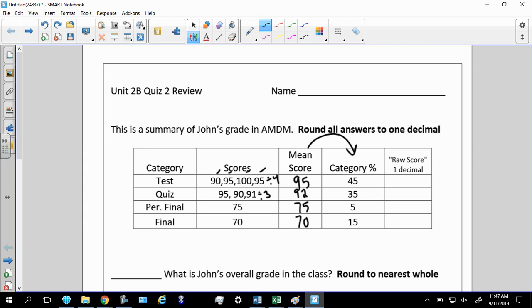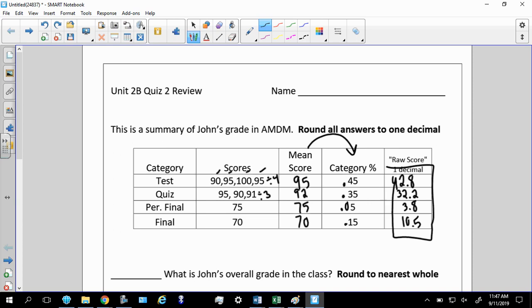I'm going to times it by the category percentage. So that's going to be 0.45. That's going to be 0.35. This is where students are going to screw up, guys. 5% is 0.05. Don't forget that, and then 0.15. So when I multiply, I get 42.8, 32.2. Remember, I'm rounding to 1 decimal. Keep that in mind, 3.8. And then lastly, 10.5. So these are all my raw scores here.